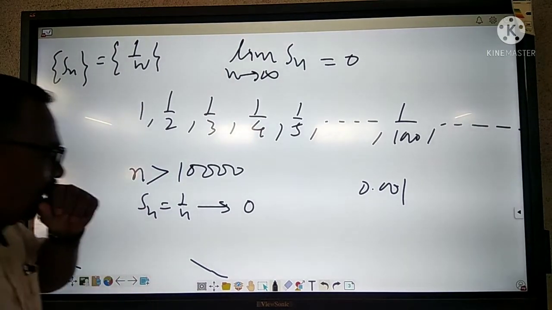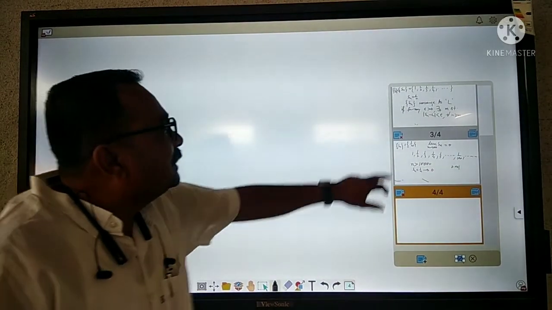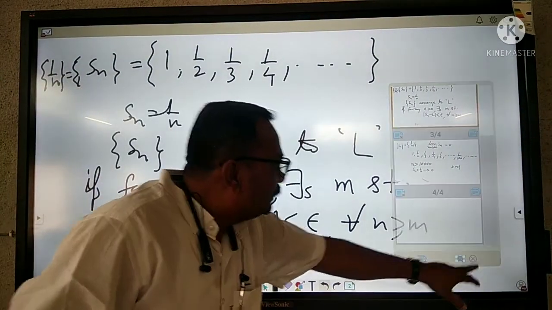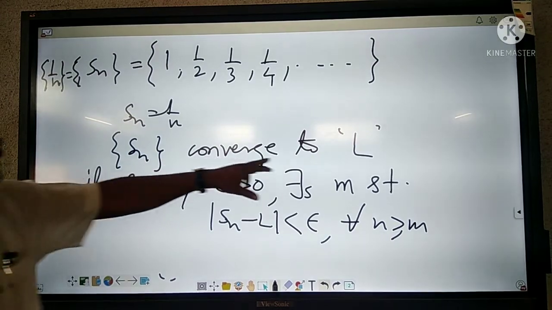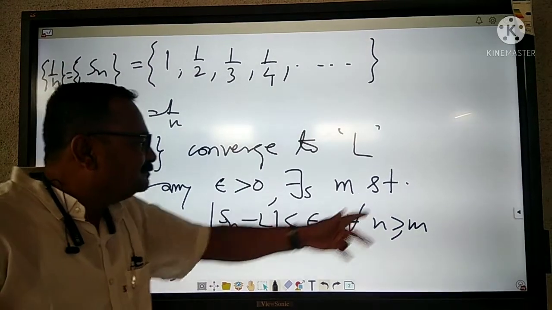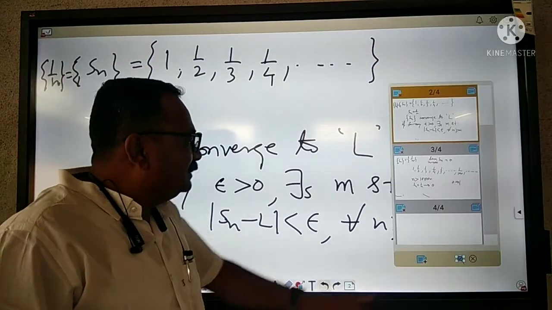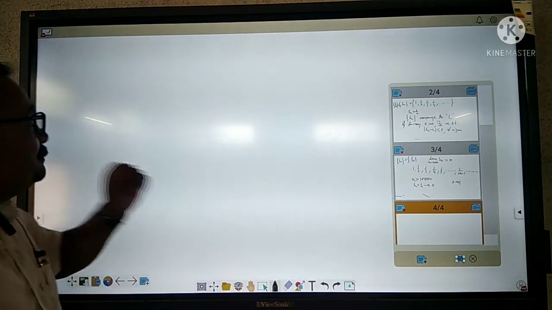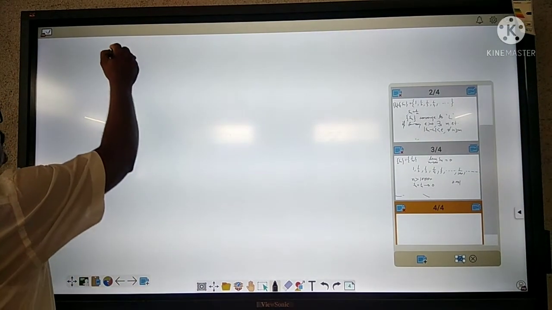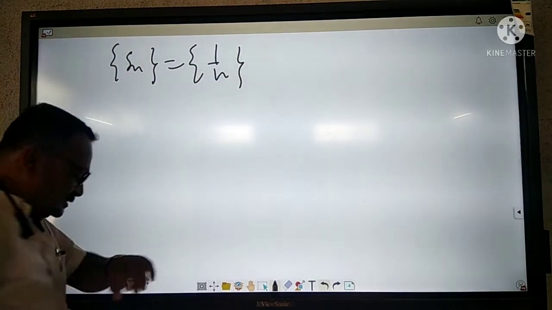So we say that definition. Once again, we see that definition. So the sequence Sn converges to L if for any epsilon greater than 0, there exists m such that modulus of Sn minus L is less than epsilon. So one more explanation of this definition is in this way. Our sequence Sn is 1 upon n.